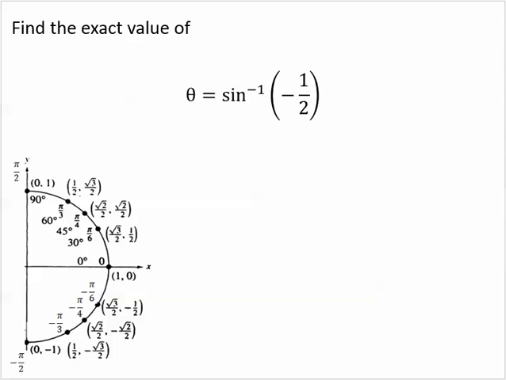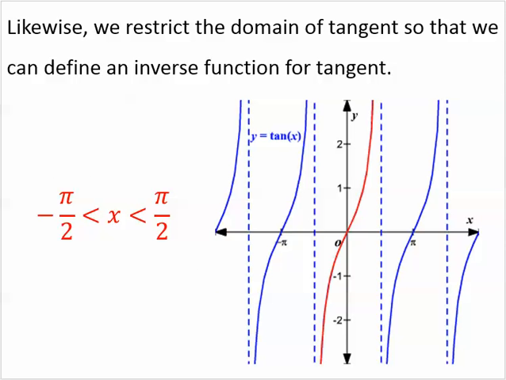Find the exact value of inverse sine of negative 1/2. That's the same as saying sine of our mystery angle equals negative 1/2. And that occurs at negative pi over 6. Likewise, we restrict the domain of tangent so that we can define an inverse function for tangent as well.